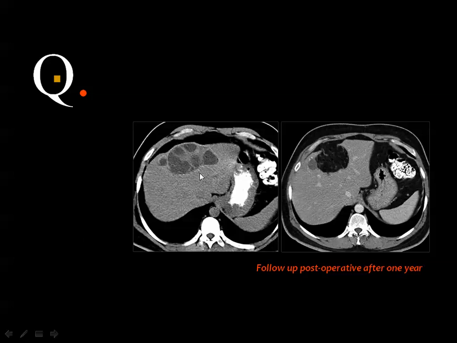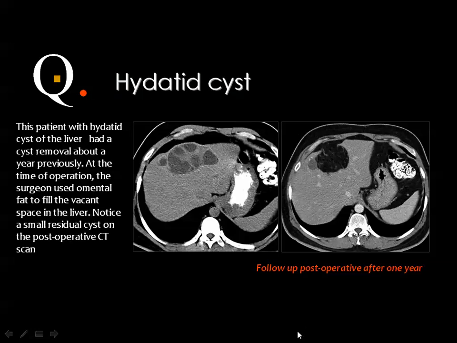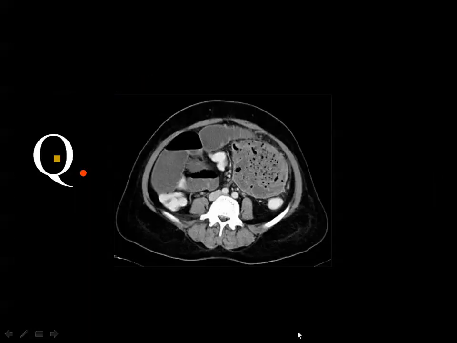Then after removing this hydatid, you should fill the operative bed with something, and this something is usually part of the omental fat, because if you leave this as a dead space, it will collect fluid and will become secondarily infected. And this is fat from the omentum. After you remove the hydatid, you fill the space with omental fat. Okay.